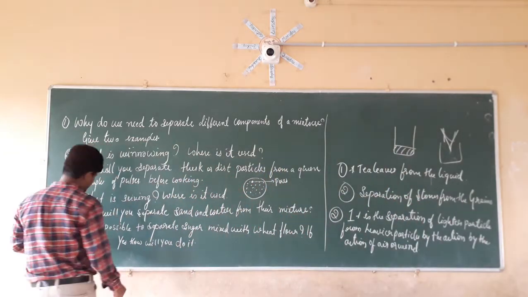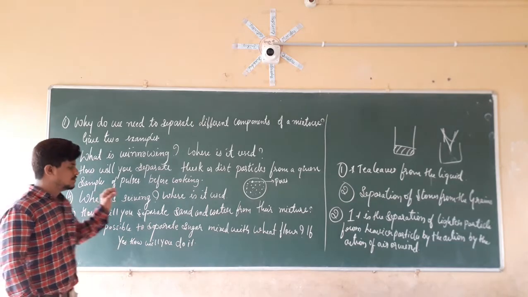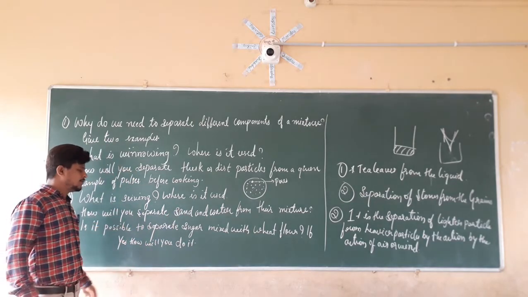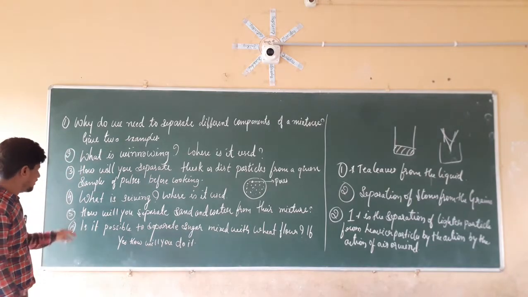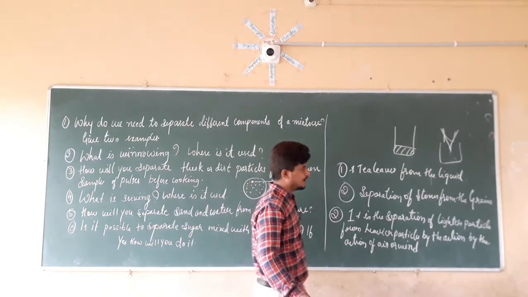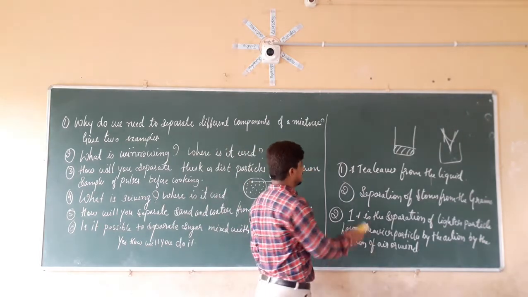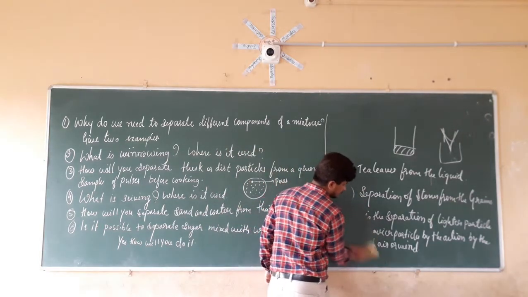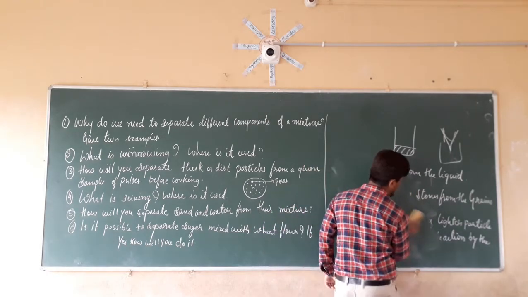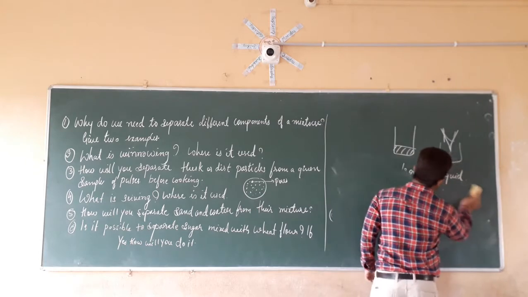Sixth question. Is it possible to separate sugar mixed with wheat flour? If yes, how will you separate it? If it is possible, then how are we going to do it?